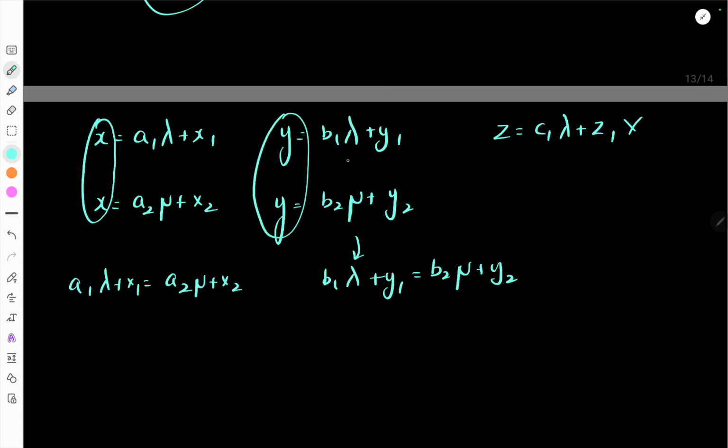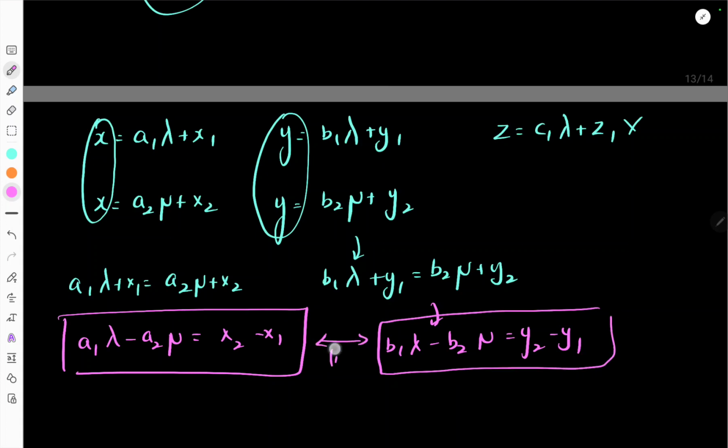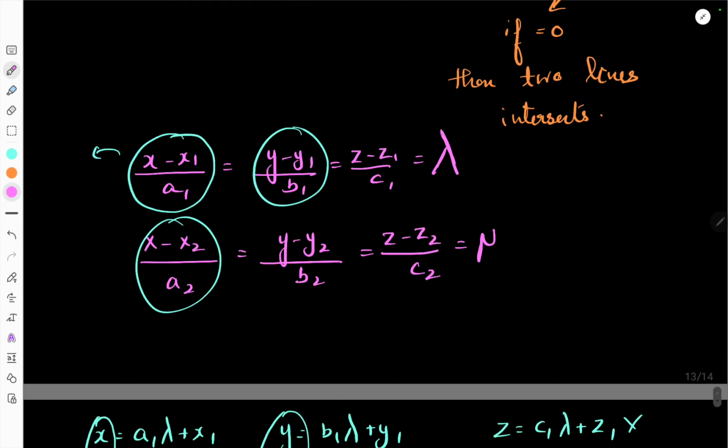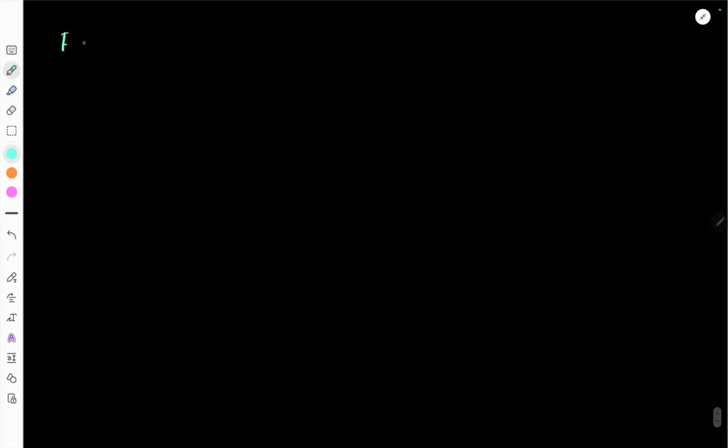Here I am just equating. So from here I will get one linear equation in this form: a1 lambda minus a2 mu equal to x2 minus x1. This is one linear equation. Lambda and mu are the variables we have, a1 we know and a2 we know. So from here b1 lambda minus b2 mu equal to y2 minus y1. So these two linear equations we have. After solving we will get the values of lambda and mu. After getting the value of lambda, it's enough, we can find the coordinates, and that will be the point of intersection. The last concept in this 3D is foot of the perpendicular.